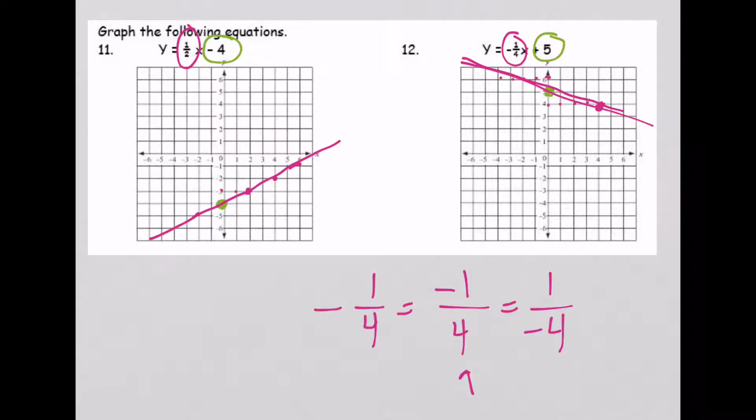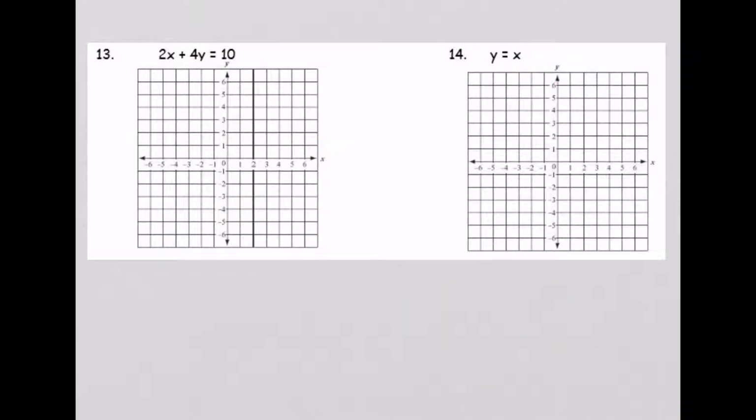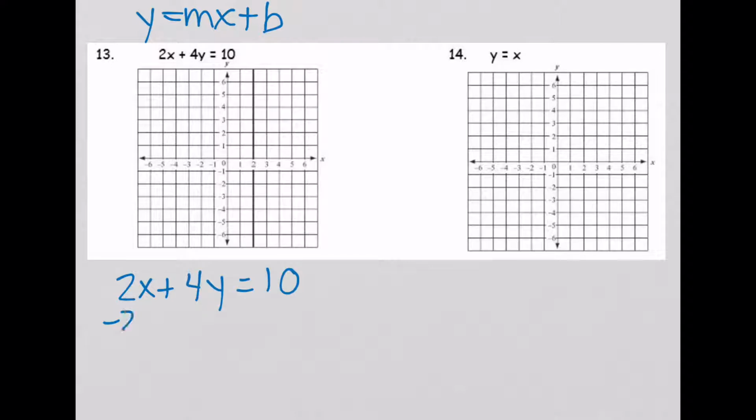Okay. Number 13. Hey, we can't graph this the way it is because we want to see stuff in the form y equals mx plus b. So we're going to have to solve this for y. Now, I hope you remember when we solved literal equations, that was preparing you for this moment right here. We need to get y by itself. So I'm going to subtract 2x from both sides.